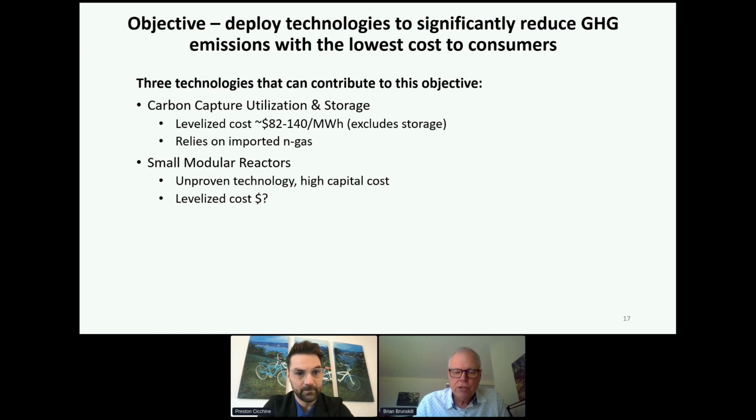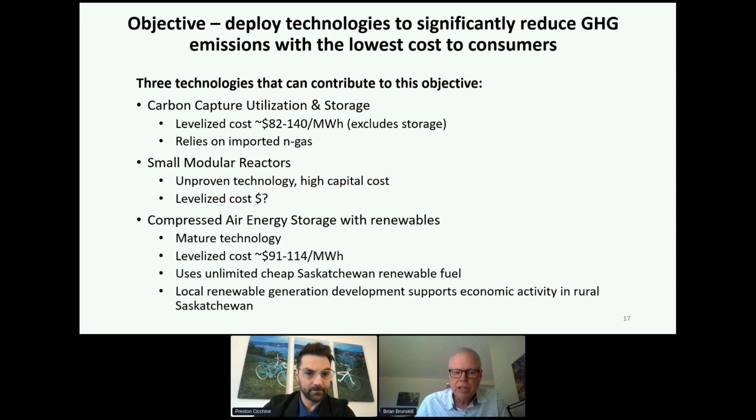Small modular reactors are also being considered. It's currently an unproven technology with high capital costs, and there's some uncertainty what the estimated levelized costs will be. And we have compressed air energy storage with renewables, which is a mature technology. A levelized cost between $91 and $114 per megawatt hour, and it uses unlimited cheap Saskatchewan renewable fuel. And local renewable generation development supports economic activity in rural Saskatchewan. This refers to the wind generation development that would be required.